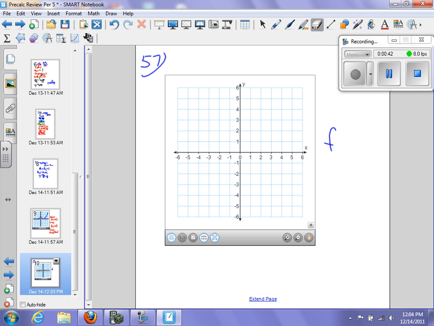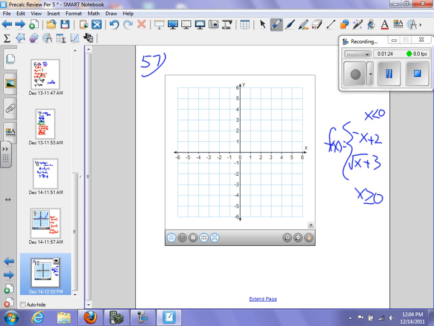Let's do this again. F of x is equal to, I have a bracket, negative x plus 2, where x is less than 0. That really should be over here, right? And the square root of x plus 3, where x is greater than or equal to 0. So it's a piecewise function. Basically, I want to look at these as two separate things going on.